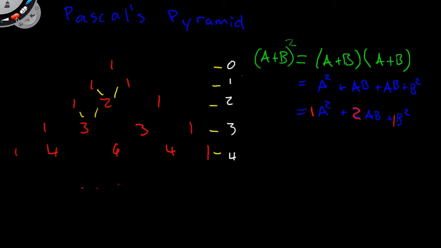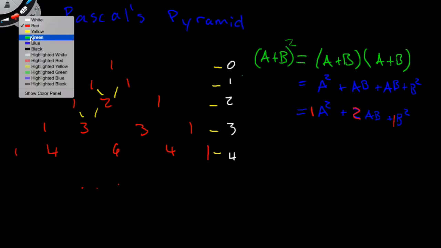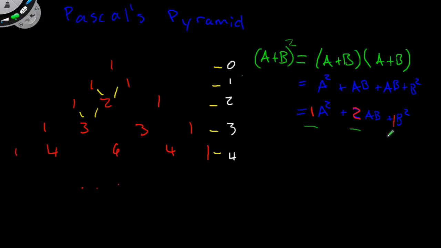And looking at the coefficients, so 1, 2, 1, we can look back at Pascal's triangle and see 1, 2, 1. We can also see that this is the sum of two numbers squared, and that this is row number 2. So that is the main correlation between Pascal's triangle and binomial distribution.